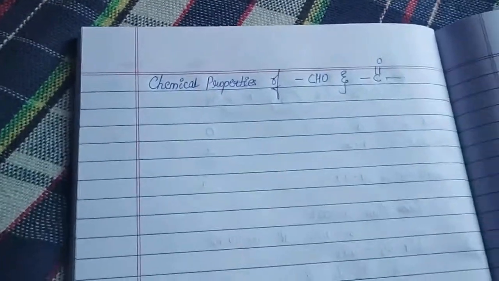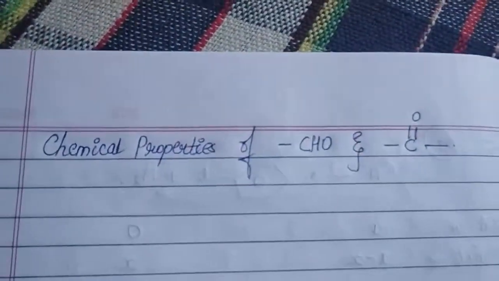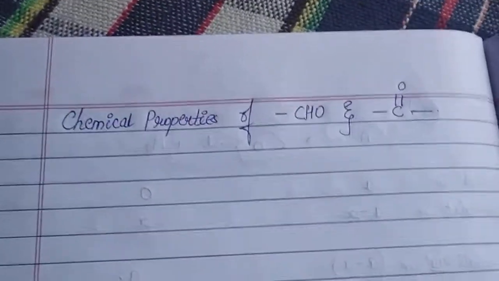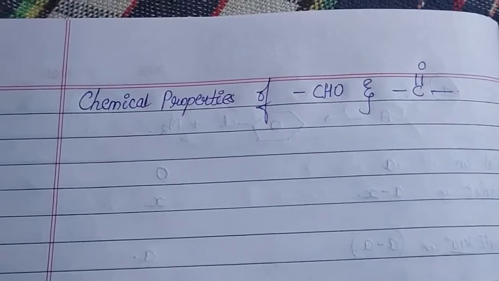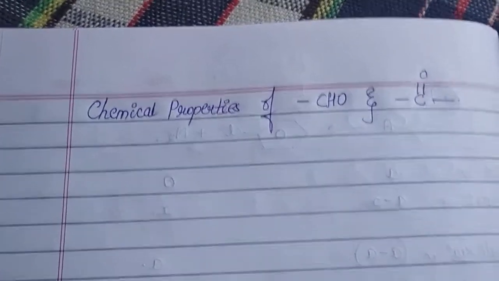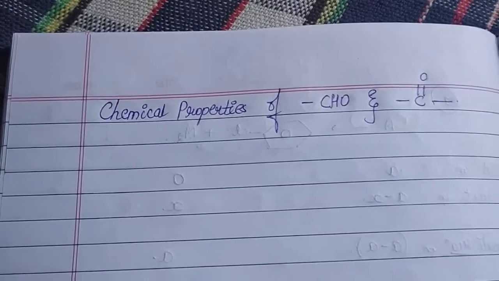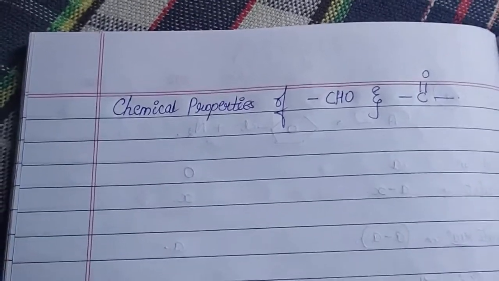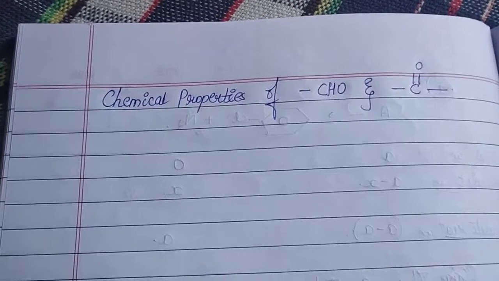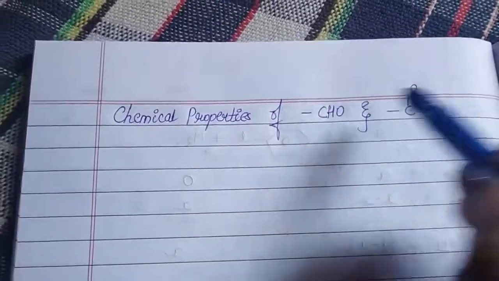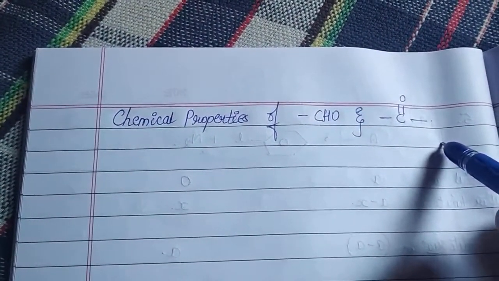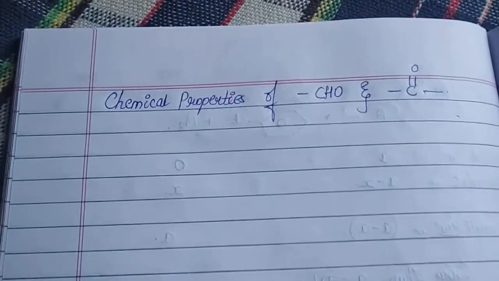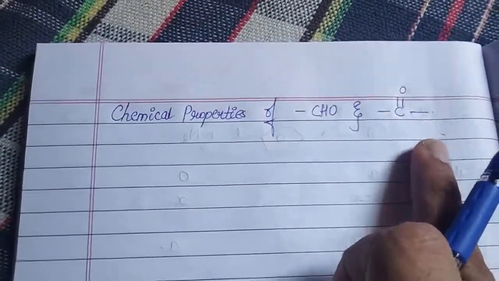Before going into the in-depth analysis of these chemical properties, I would like to write the carbonyl structure. You may ask, sir, we are dealing with aldehydes and ketones, so why do we need a carbonyl structure? Remember, both aldehydes and ketones belong to the carbonyl compounds; that is, both have the carbonyl group.